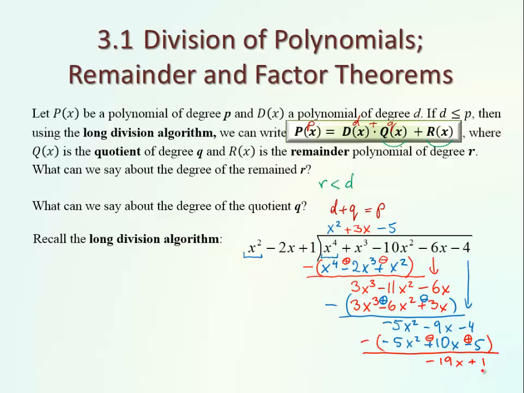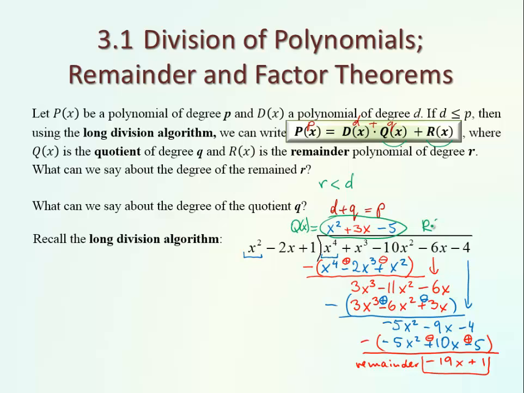Since this polynomial is already of lower degree than the divisor, which is second degree, we can't fit x squared into the remaining polynomial. So whatever we have here is our remainder. And here we have a quotient. This is our q of x.